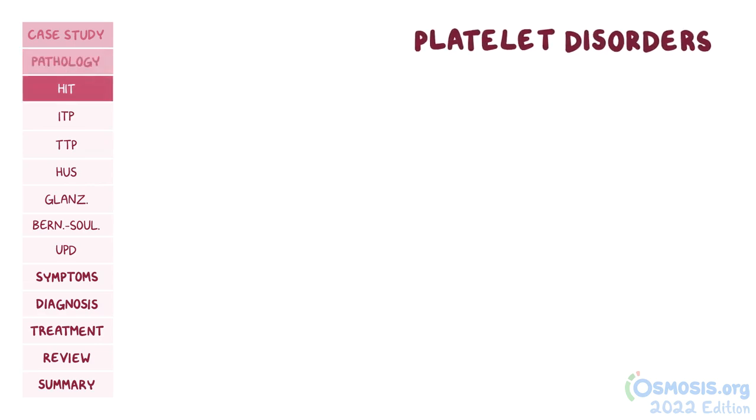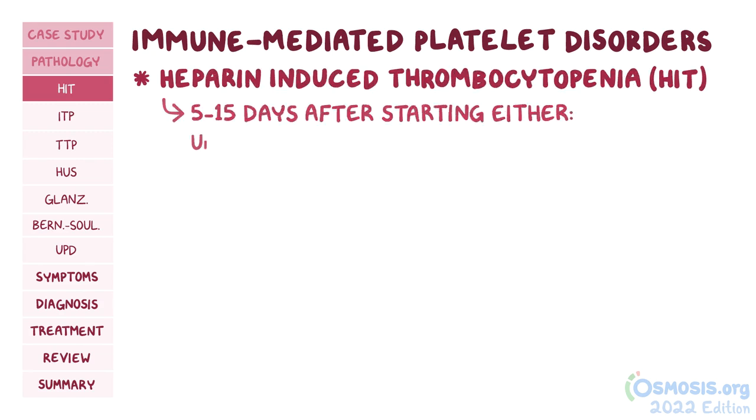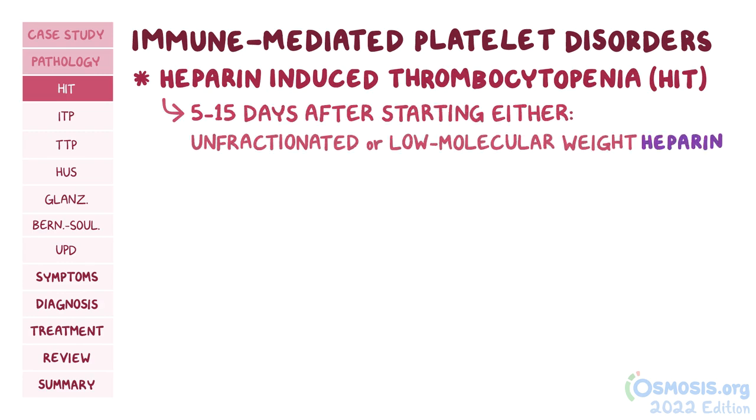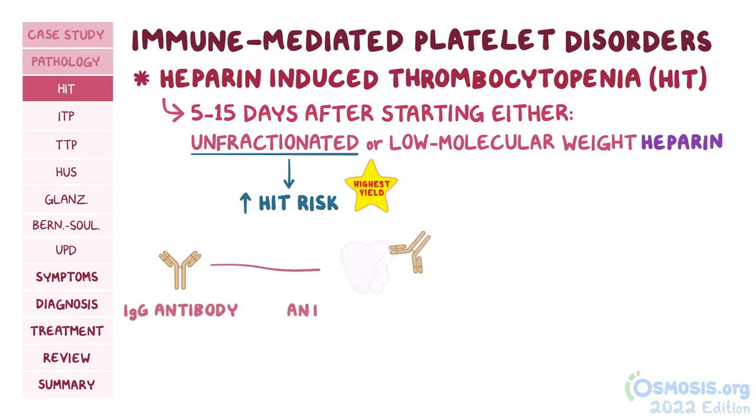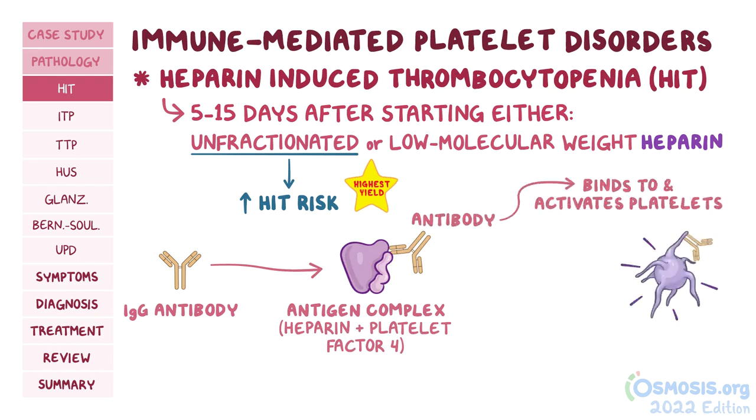Alright, so now let's take a closer look at these different platelet disorders, starting with the immune-mediated causes of platelet destruction. First, there's heparin-induced thrombocytopenia, or HIT, which is a reaction that develops 5 to 15 days after starting either unfractionated or low molecular weight heparin. Remember for your exams that the risk for HIT is greater with unfractionated heparin. HIT is caused by an IgG antibody that binds to an antigen complex made of heparin and the endogenous cytokine platelet factor 4. The antibody then binds to and activates platelets, causing them to get used up when they form numerous blood clots.